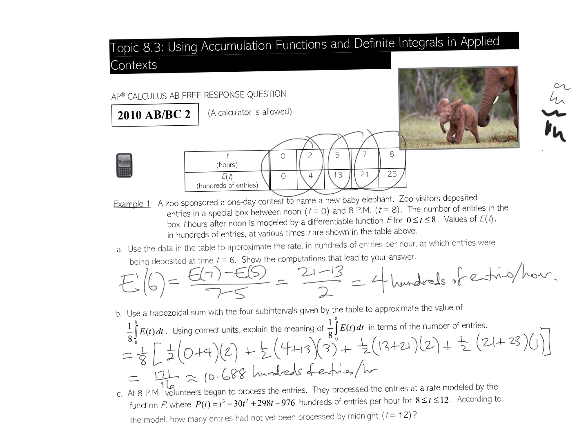So it says here, use the correct units, explain the meaning. So that means it is the average number of entries between noon and 8 p.m. was 1068.